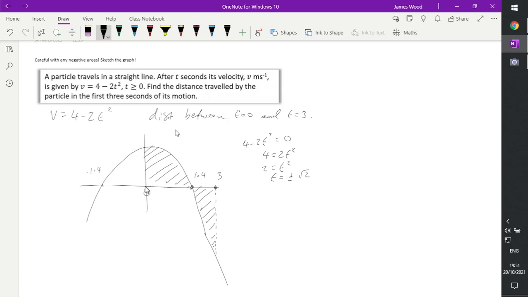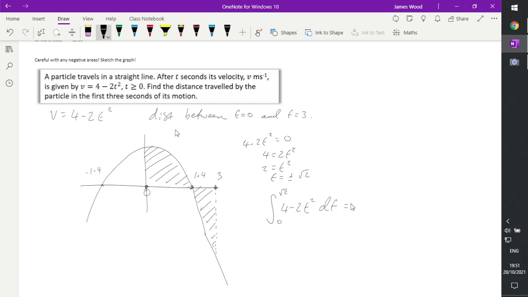So what we're going to have to do is split it up into two different integrals. So we're going to first of all integrate between 0 and root 2, or 1.4, to find the positive bit, and then we're going to integrate between root 2 and 3 to do the negative bit, and then add them together, but use the positive version of both. So we're going to have to integrate 4 minus 2t squared between 0 and root 2 with respect to t.